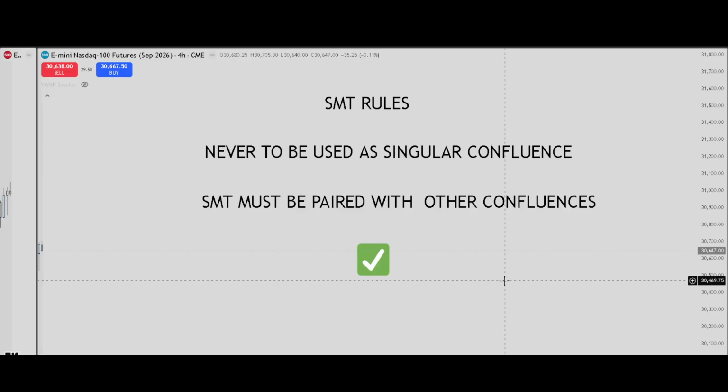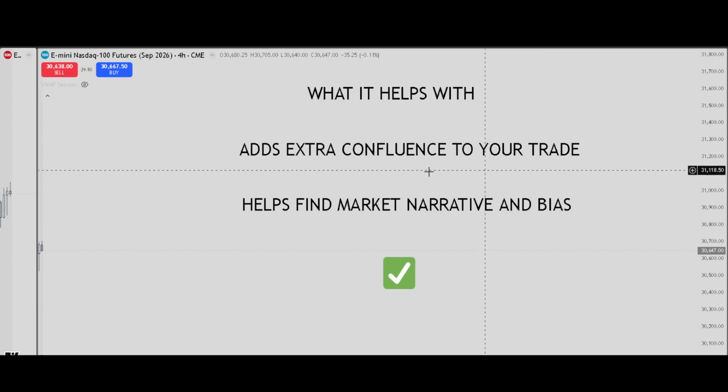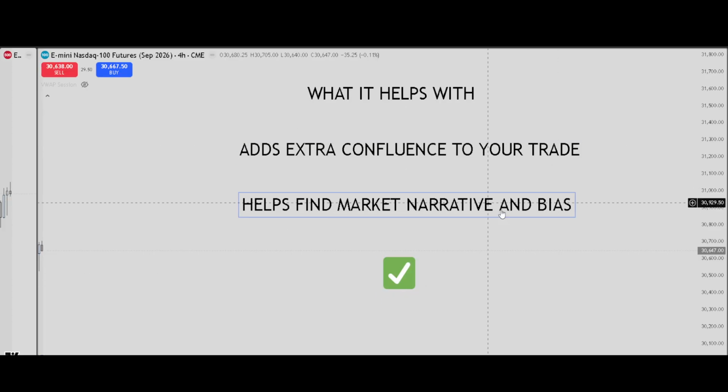SMT. Now, some quick rules of thumb for the SMT is that it should never be used by itself. If you just see an SMT in the market and you see a market structure shift in the opposite direction, it's invalid because it's not a strong enough confluence to hold your trade. An SMT should always be paired with other confluences. This could be delivery off a high time frame key level. This could be with your daily bias. Essentially, what an SMT is useful for in your trading is that it adds extra confluence to your trade, overall adding probability, and it helps you find your market narrative and daily bias.